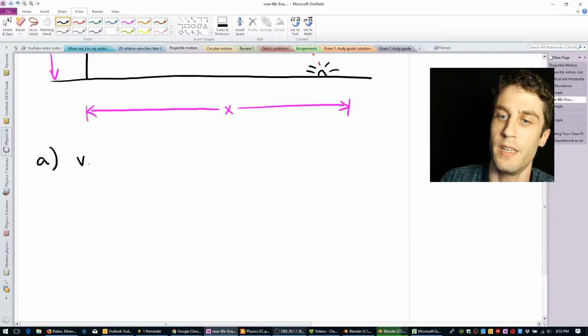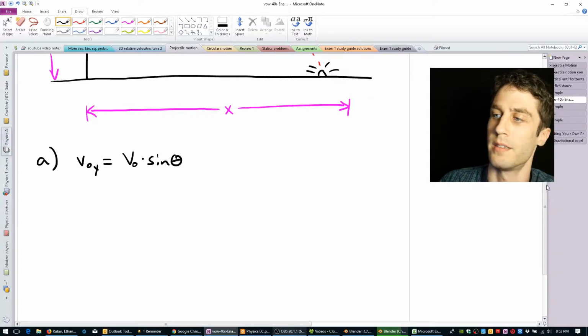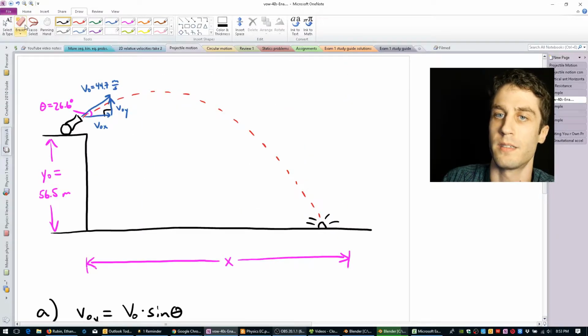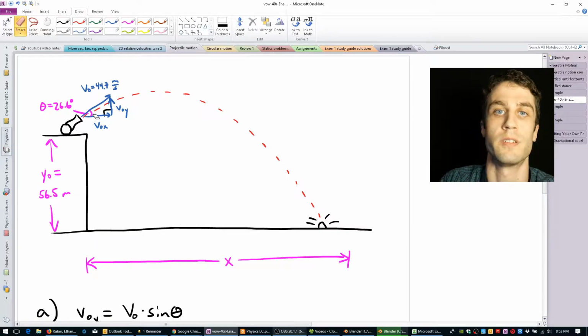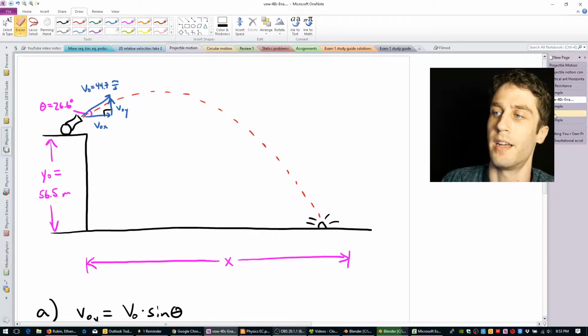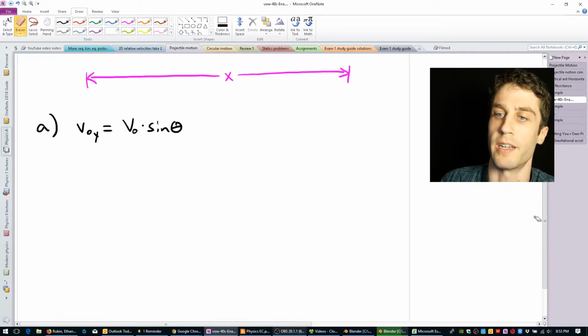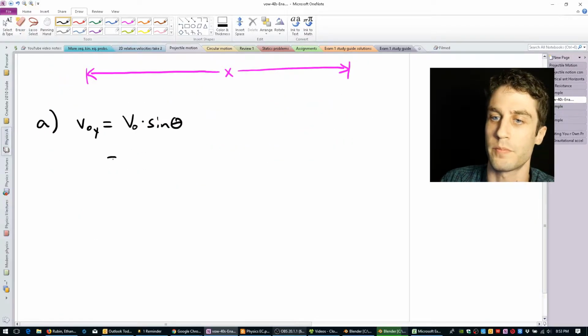So v naught y is equal to v naught times the sine of theta. I'd like you to see that. Here's the initial velocity. It's the hypotenuse of this right triangle. Here's the vertical component. Here's theta. The vertical component is opposite the angle theta, and we have the hypotenuse, and so we'll use SO, or sine, from our SOHCAHTOA mnemonic. All right.